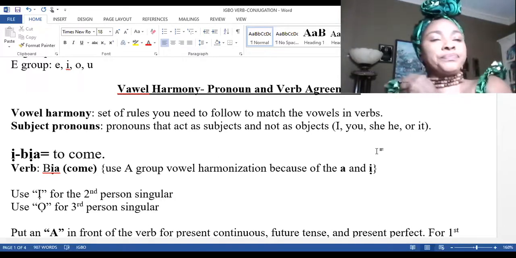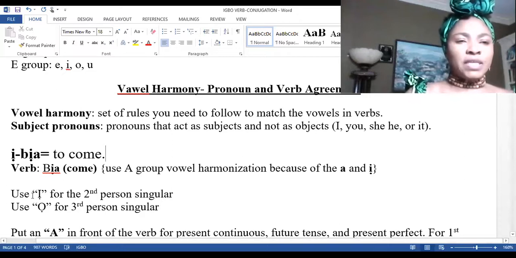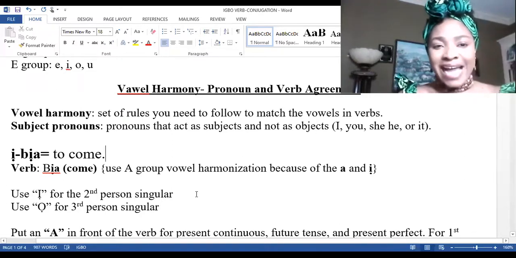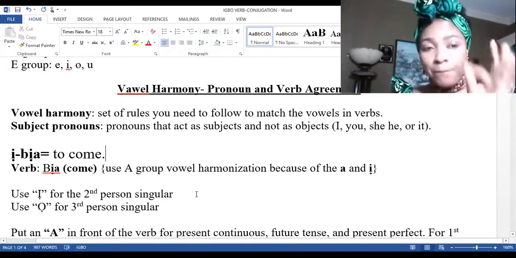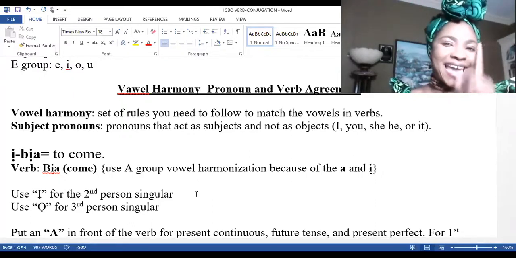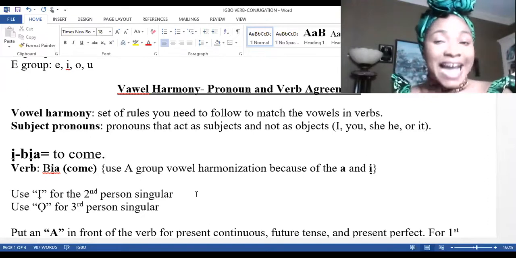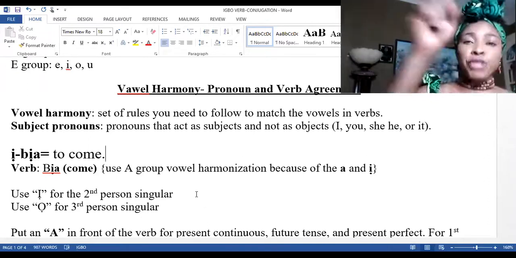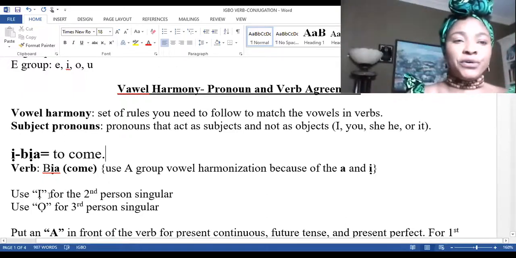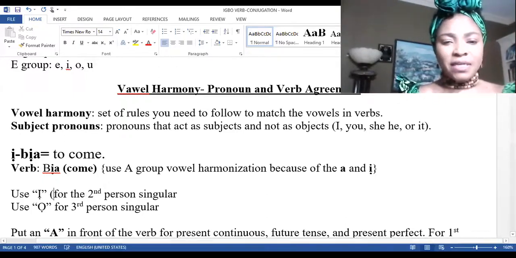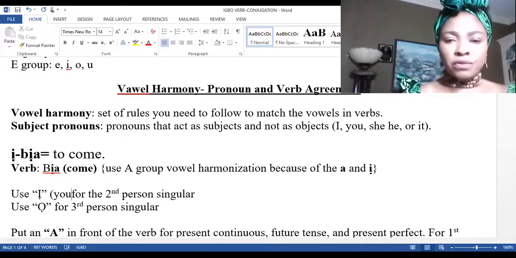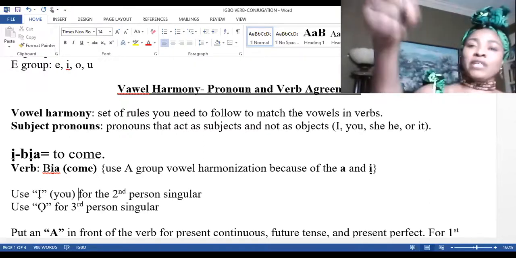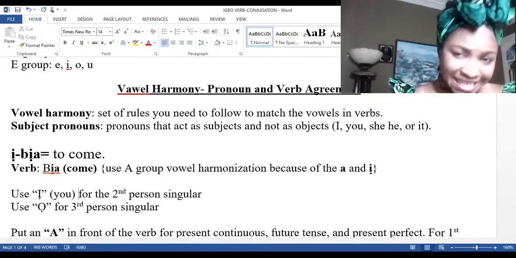Okay, so now we use I for the second person. You use I for the second person, which is a, not English I. This is Igbo a, which is you. It means you. Let me put it in parentheses here. It means you. And that's when you're talking to another person.